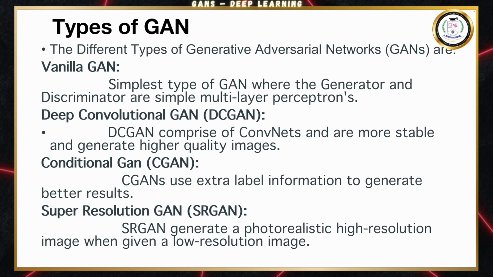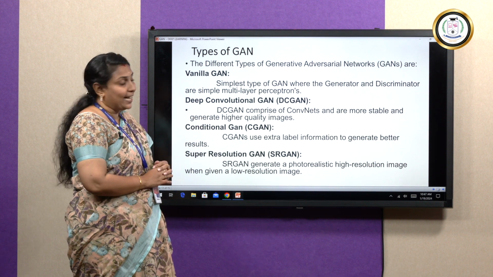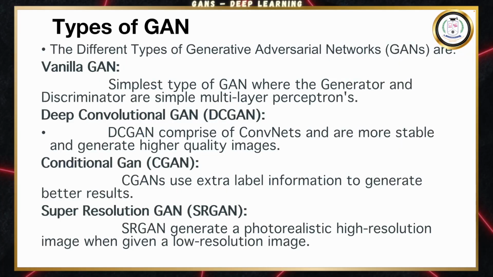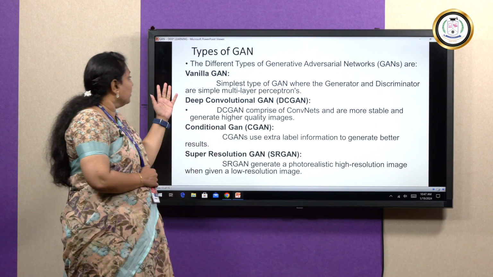So there are some types of GAN. First one is vanilla GAN. Second one is deep convolutional GAN. It is also called DC GAN, and conditional GAN is called C GAN, and super resolution GAN is called SR GAN. So first we are going to see what is a vanilla GAN.